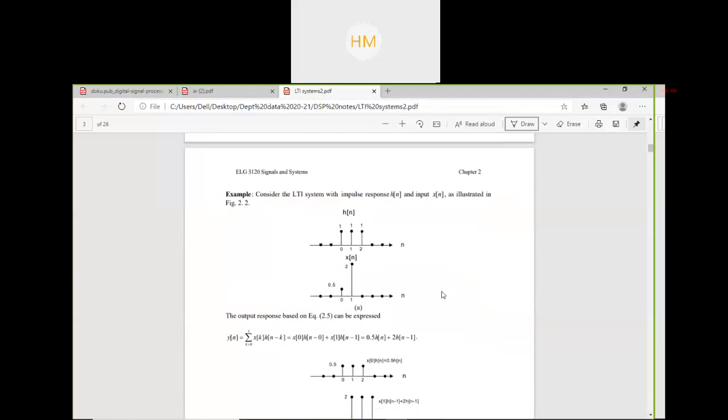Now, calculation of the convolution sum. This is the example for convolution. You should know how to convolve two signals, graphically or mathematically, whichever you can use.